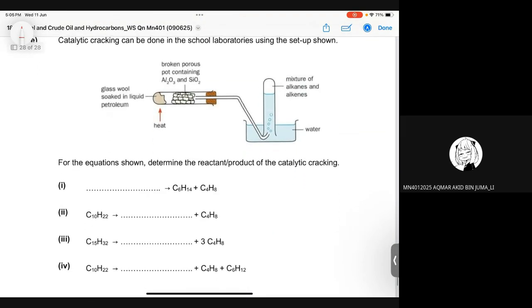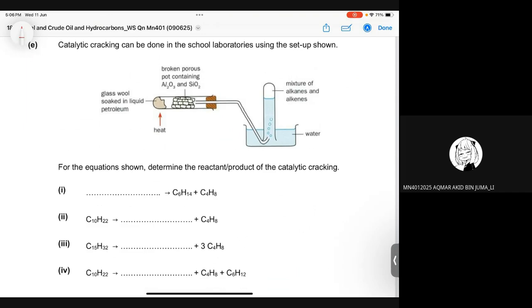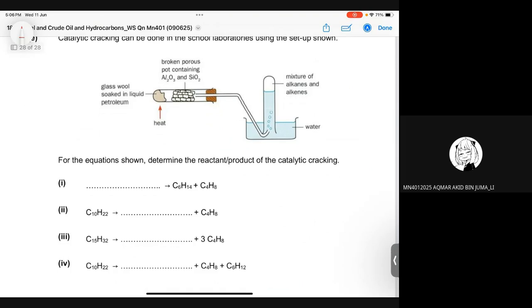This is where the exam questions can come out. They tell you catalytic cracking can be done, and they give you this setup, which you can actually do in the lab, though I don't suggest it, because if you heat up petroleum with an open flame, it might become flammable. So we tend not to do this in school. We don't have this experiment, so don't worry, you don't have to do this in the school lab. But this can be done in a lab. These are the equations here, and they say these are the reactants or products from the catalytic cracking.